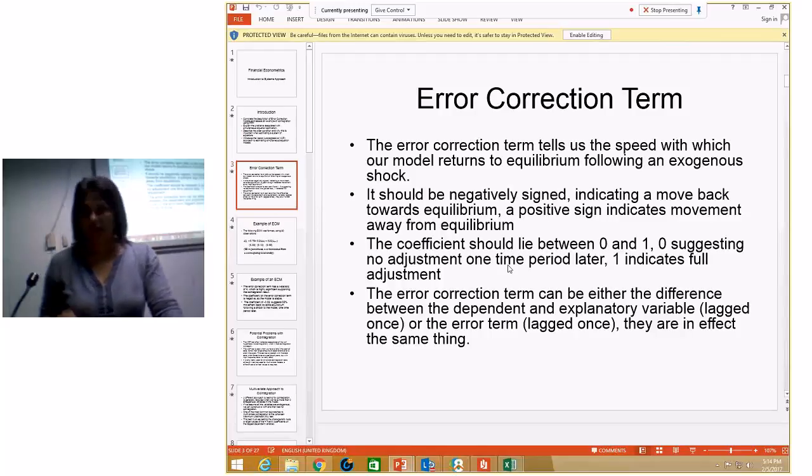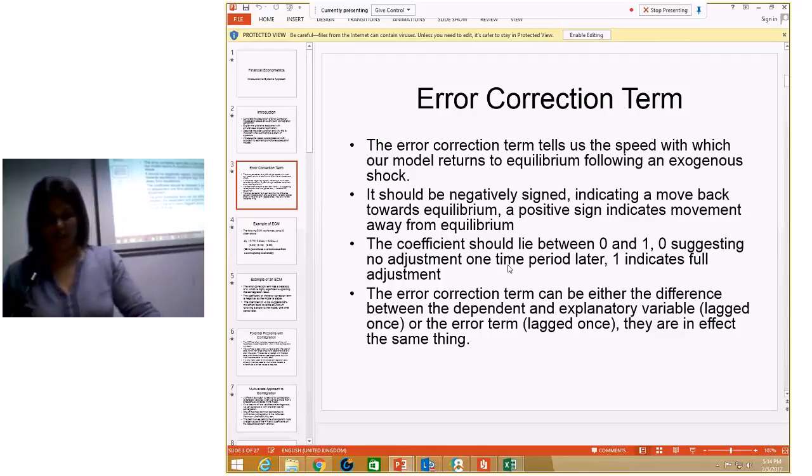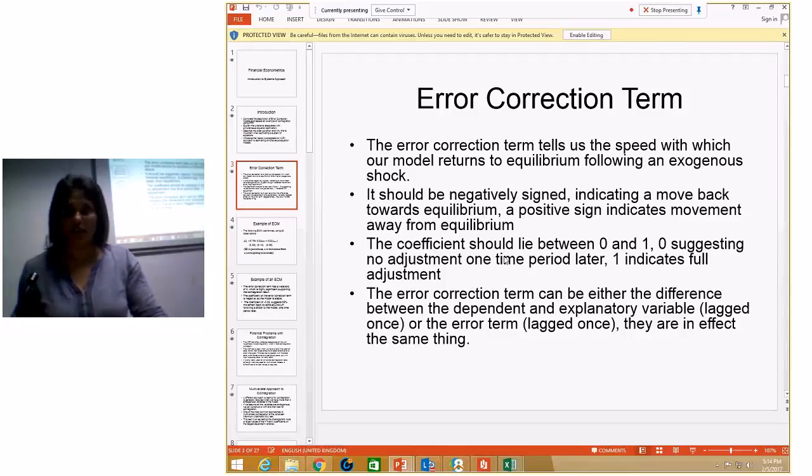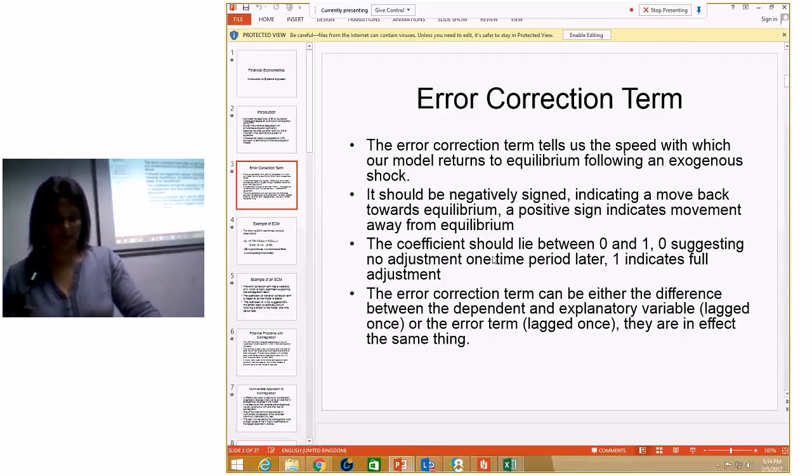The coefficient of the error correction term lies between 0 and 1. 0 suggests no adjustment in one time period, and 1 indicates full adjustment. Then the error correction value should lie between 0 and 1.